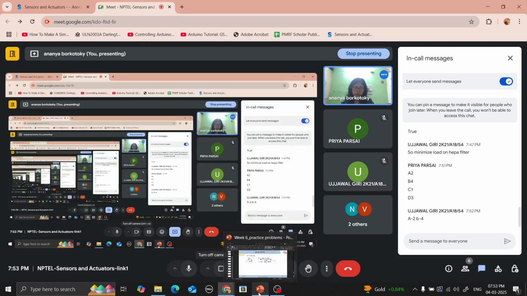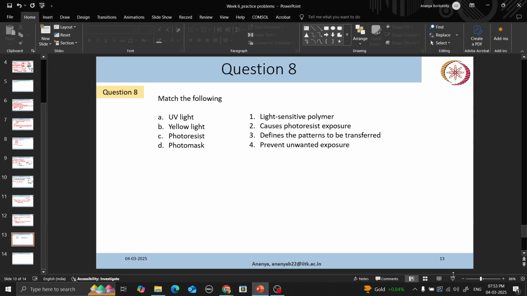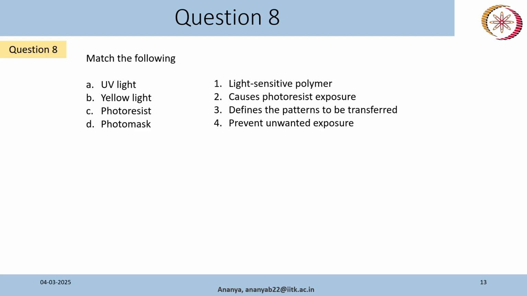A with 2, B with 4. Okay, so let me help you. Yeah, correct. So the answer is UV light, as I mentioned, that will go with it causes photoresist exposure. UV light changes the properties of photoresist.